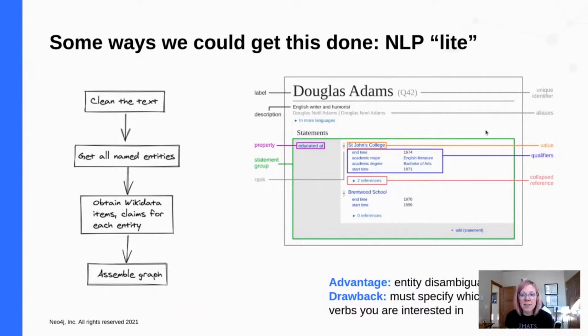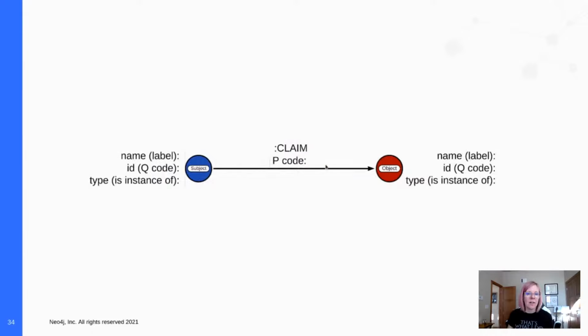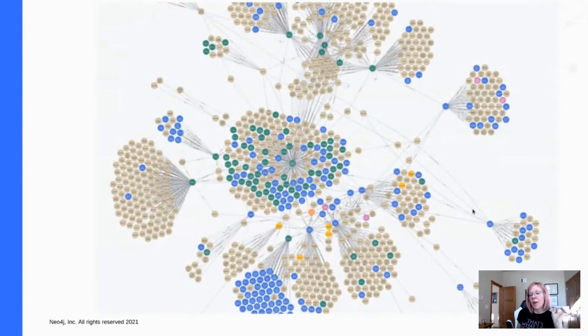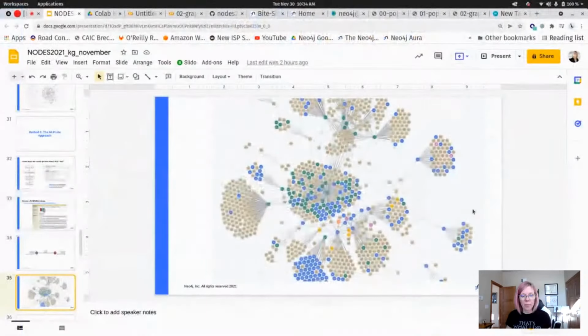Labels are like descriptions. There is actually a specific P code that's associated with these labels. And then type is instance of, so like we would get Douglas Adams as an instance of human. Okay, so when we do that, this is the graph that we're going to get. We're actually going to go create this graph now.